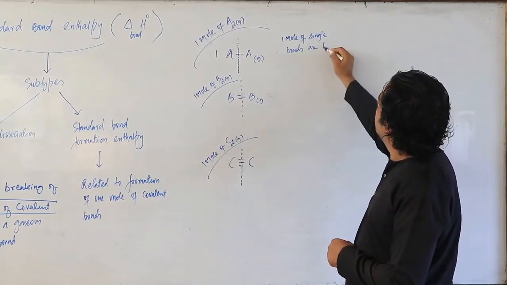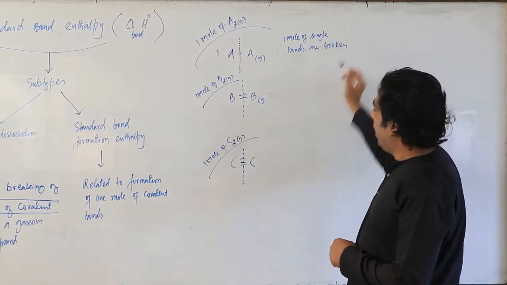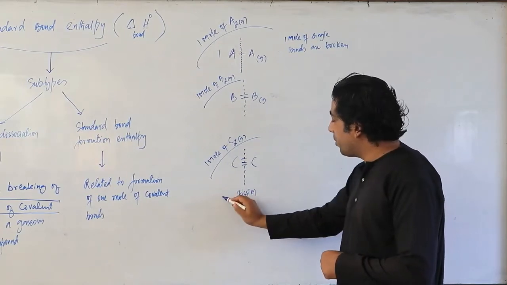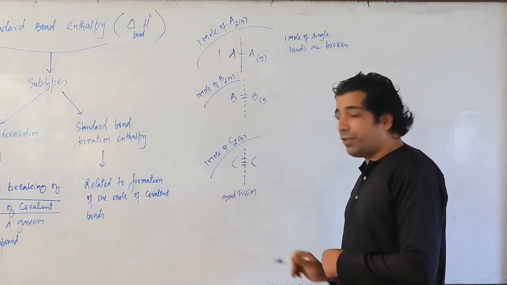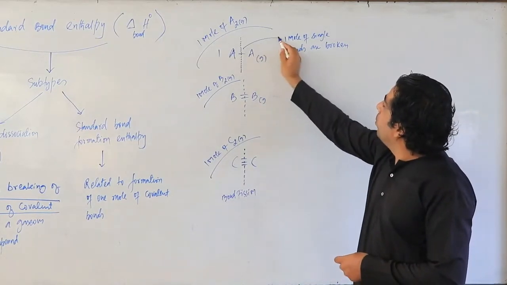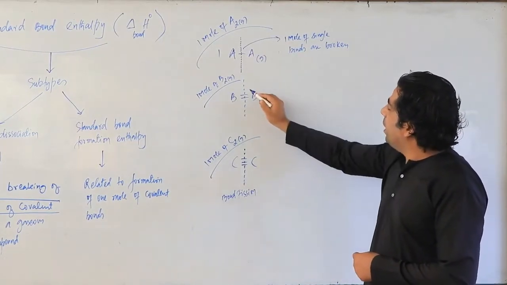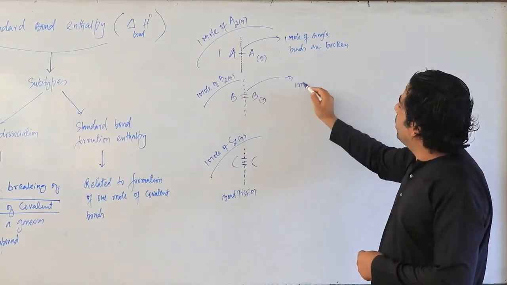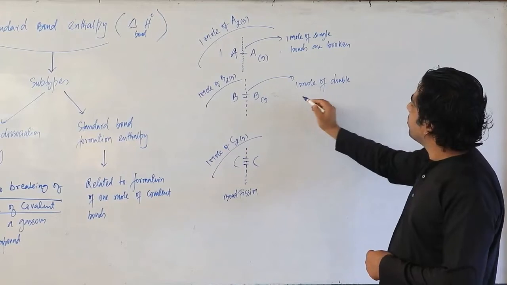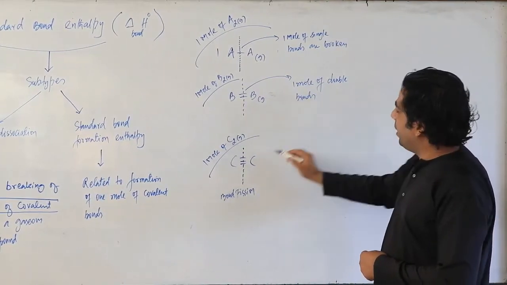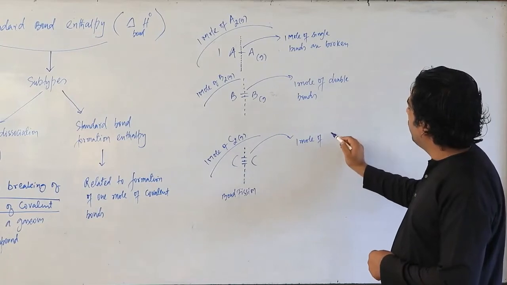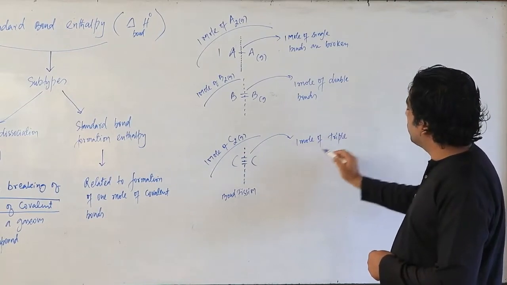Single bonds are broken. I can call this line fission. Which fission is this? It's a bond fission. Fission means breakdown. So here you are breaking 1 mole of single bonds. Here you are breaking 1 mole of double bonds. And here you are breaking 1 mole of triple bonds.